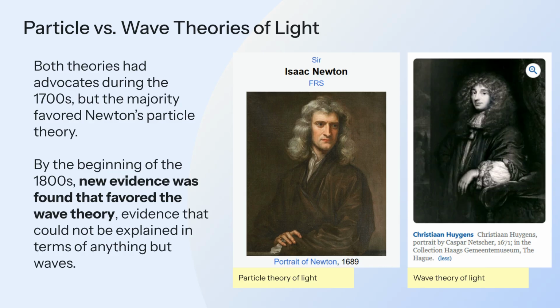Throughout the 18th century, the scientific community was deeply divided over the nature of light. Because of the massive prestige of Isaac Newton, the majority of physicists strongly favored his particle theory. They believed that waves could not explain why light travels in straight lines without bending around obstacles.